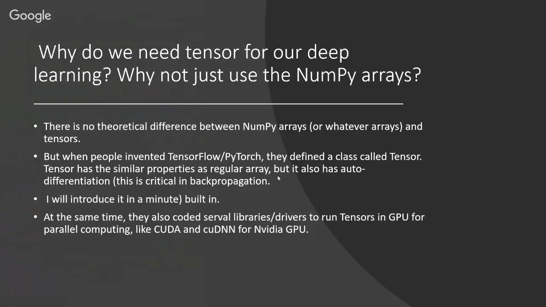Now, why do we need tensors for deep learning? Why not just use NumPy arrays? There's no theoretical difference between a NumPy array or whatever arrays and tensors, but when the people invented TensorFlow or PyTorch, they defined a class called tensor. A tensor has similar properties to a regular array, but it also has auto-differentiation, which is a critical part of backpropagation. I'll introduce that a bit later, but at this time, they coded the libraries to work with, say, CUDA or cuDNN in NVIDIA, and therefore it requires a tensor and not a NumPy array.